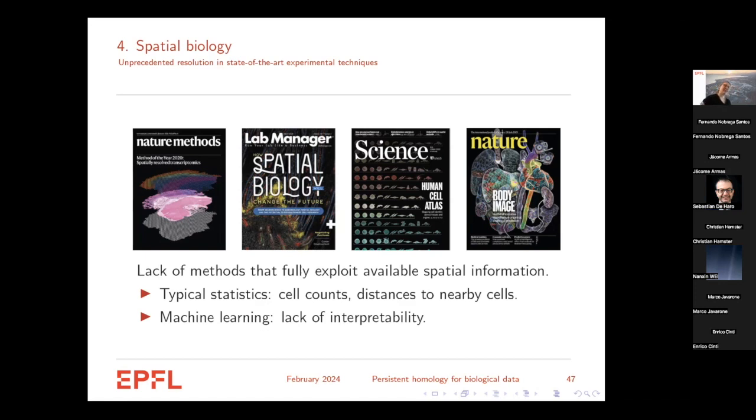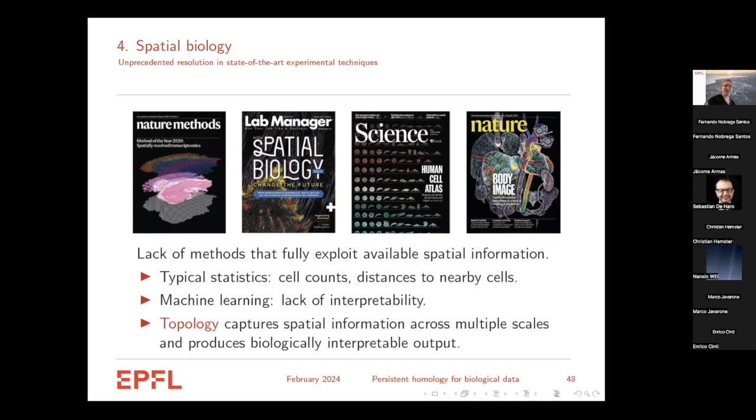So typical statistics that are being used are cell count, so similar to the histograms that we had earlier in the vessel networks, distances to nearby cells, or then machine learning, but there we don't really get a lot of interpretability, although this is changing a little bit now. So we thought topology might be able to capture something that these methods don't while bringing interpretable output to the table.